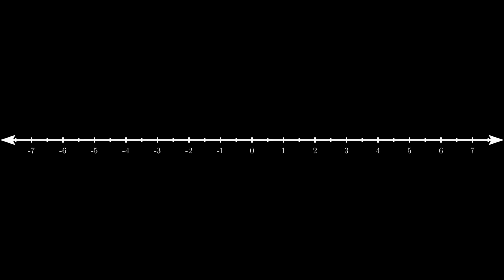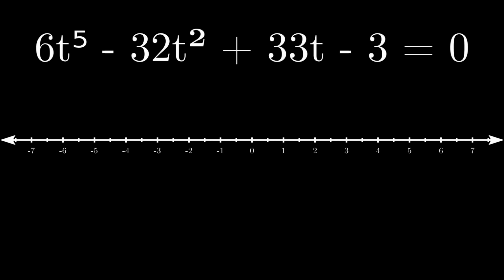Let's see how we can use linking to show an equation has a solution. Consider the equation 6t^5 - 32t^2 + 33t - 3 = 0. Suppose we want to know if this equation has a solution for t between 0 and 1. We can think of t as time, and the left-hand side of the equation as describing the path of a particle.